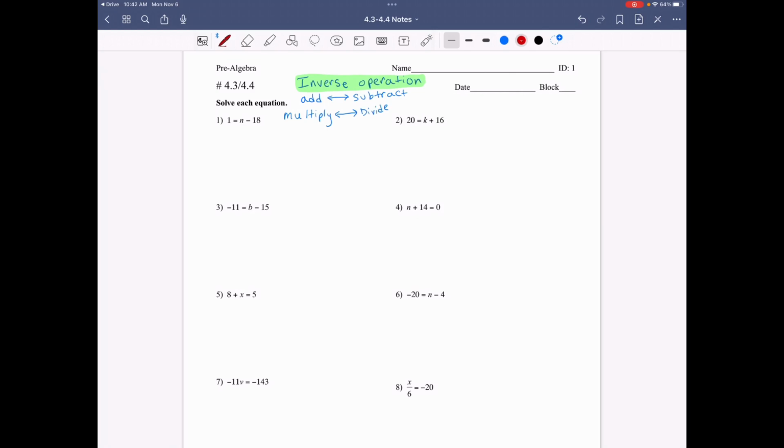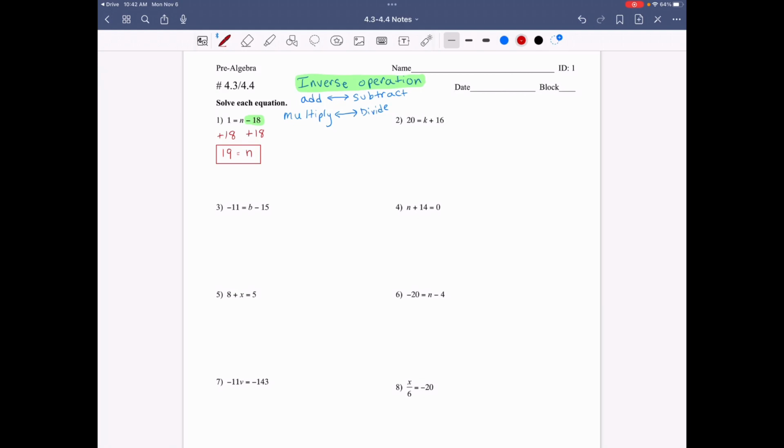All right, so for number 1, let's add 18 to both sides, because we were subtracting 18, and the inverse of subtracting 18 is to add 18. And this is called isolating the variable. So now we just have n on that side, and 1 plus 18 is 19. What we do to one side of the equation, we must do to the other side of the equation.